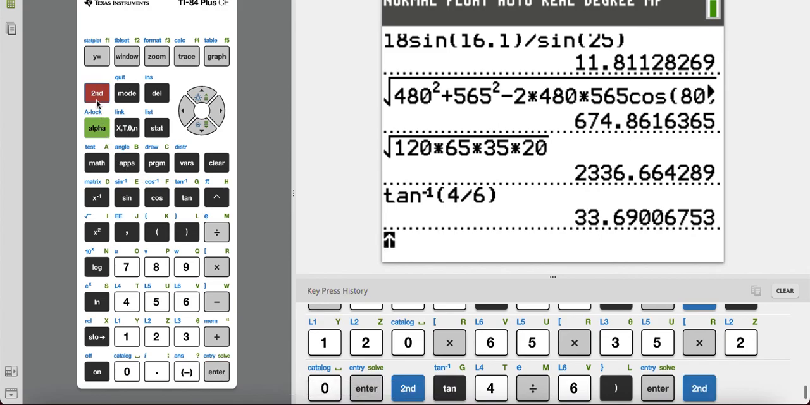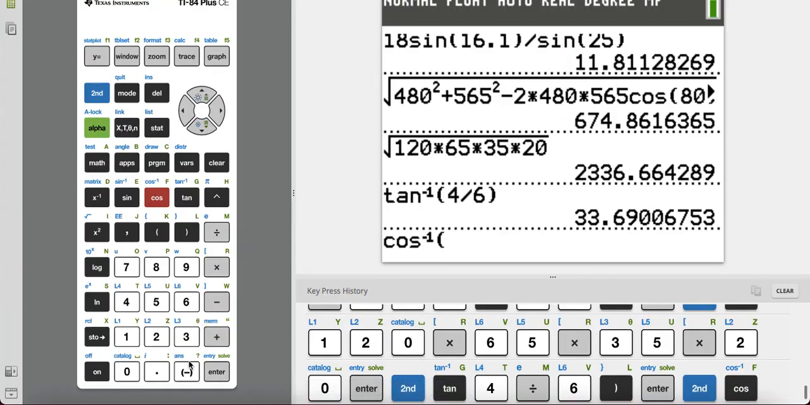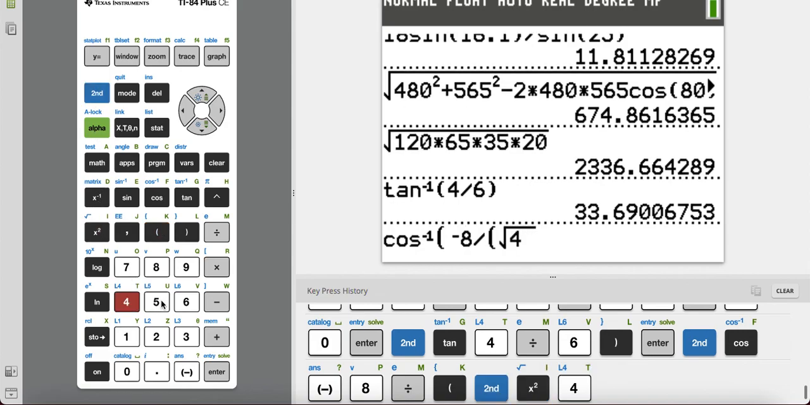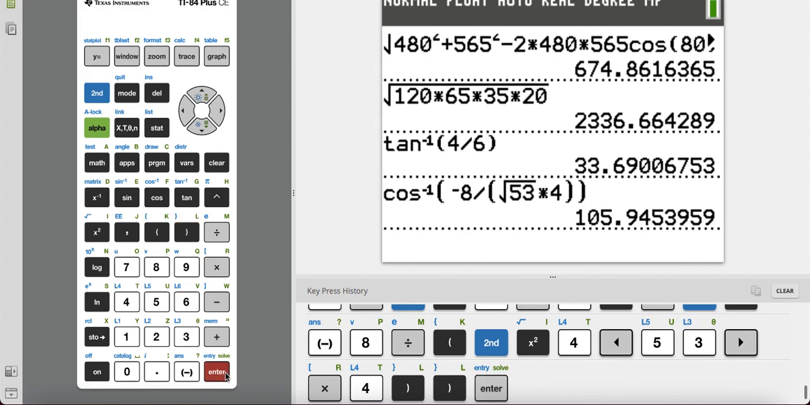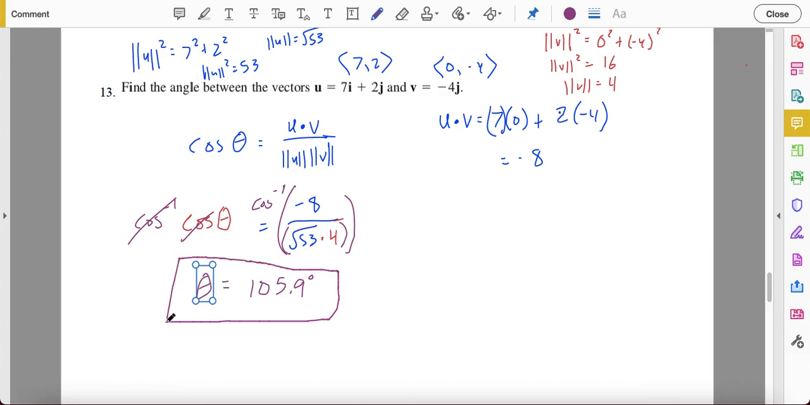So inverse cosine, second cosine, of negative 8 over root 53 times 4. So negative 8 divided by parentheses square root of 53 times 4. And there we go. And we get that the angle between these two vectors is 105.9 degrees. And there we go. And that concludes part 2 of the chapter review.